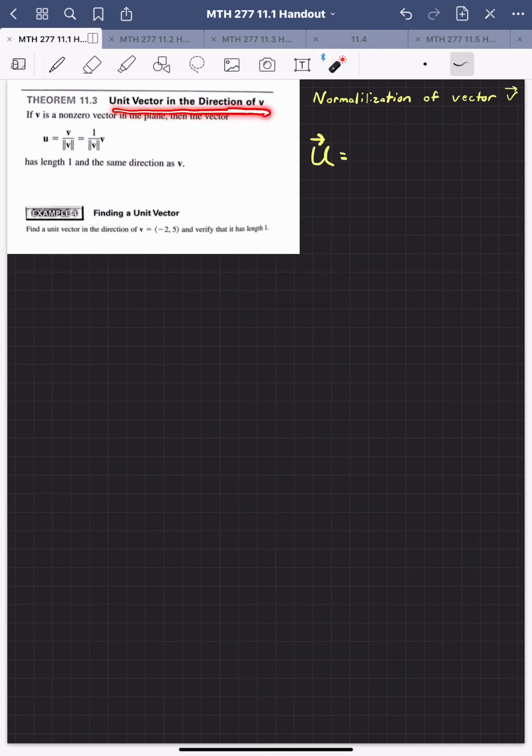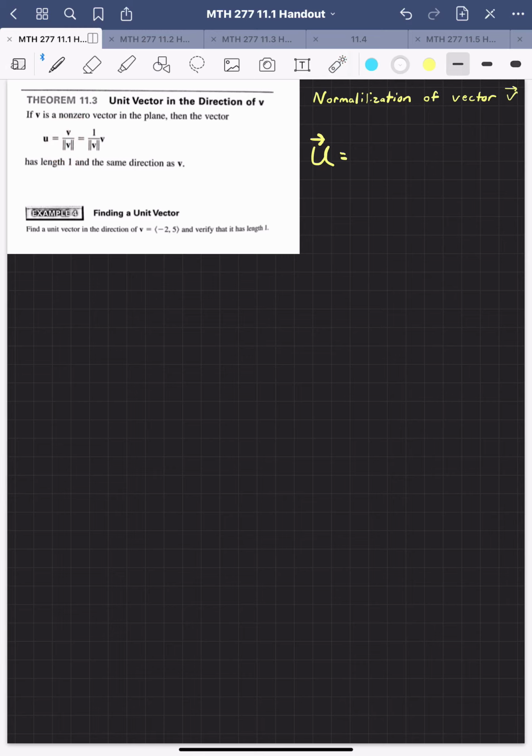And how do we do that? Well, we have to assume a few things. We have to assume that this vector v can't be a zero vector. But if it is a non-zero vector in a plane, then the vector u is going to be the unit vector in the direction of v. So u is going to be in the same direction as v, only with a length of 1. How do we get u? It's pretty simple. We take vector v, whatever it is, and divide it by its magnitude. Simple enough. So let's go to example 4.